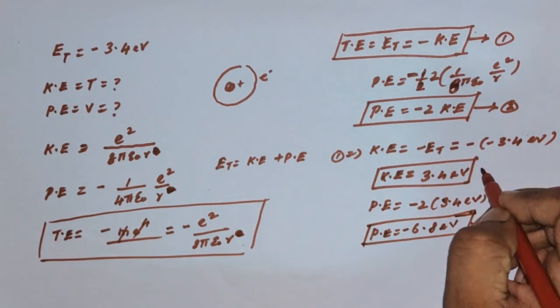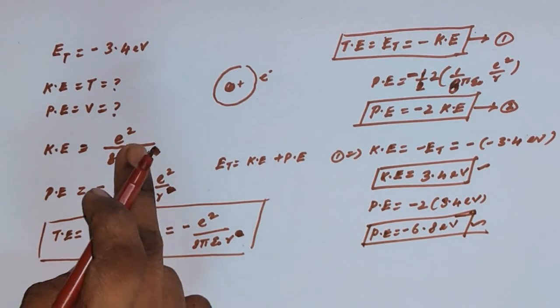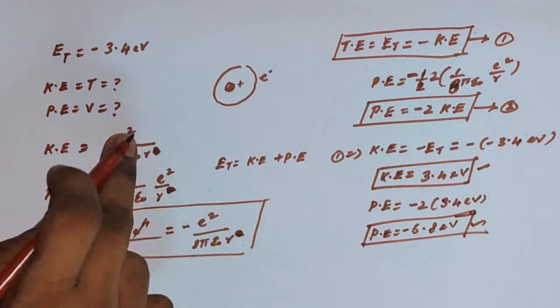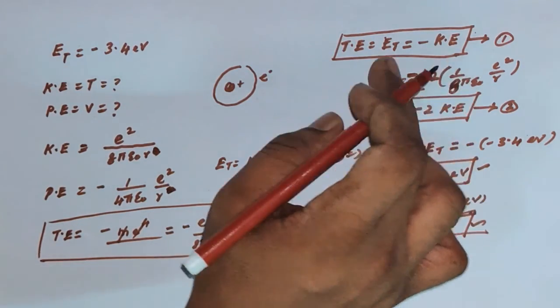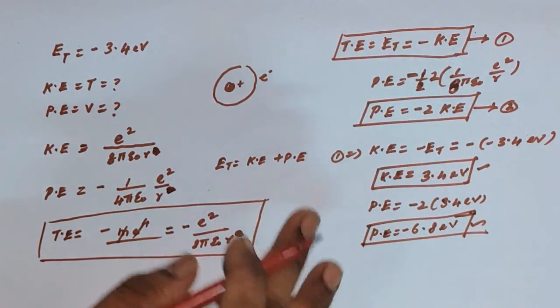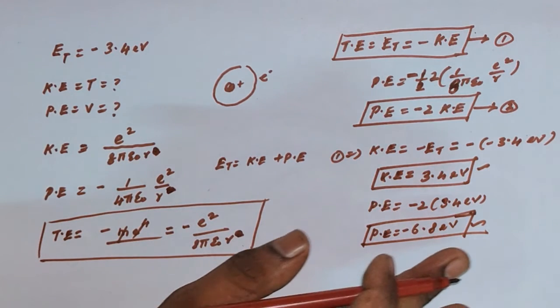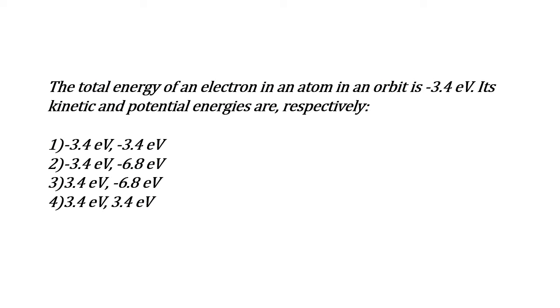So for solving this problem, we need to write the first expression, relating the kinetic energy, total energy and potential energy. Once you know the relation, the problem becomes simple. So from the above discussion, we got the option: plus 3.4 electron volt for the kinetic energy and minus 6.8 electron volt for the potential energy. This would be the right answer.